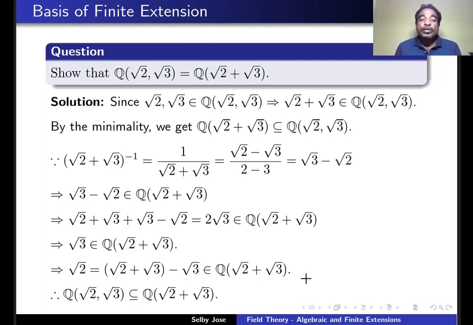Therefore, the field Q(root 2 plus root 3) contains the field Q and the elements root 2 and root 3. But Q(root 2, root 3) is the smallest field containing the field Q and the elements root 2 and root 3. Therefore, Q(root 2, root 3) is contained in Q(root 2 plus root 3). So therefore, we have the equality, that is Q(root 2, root 3) is the same as Q(root 2 plus root 3).